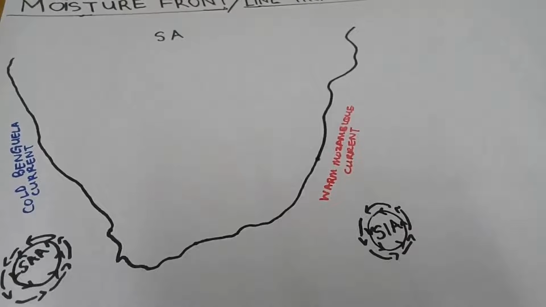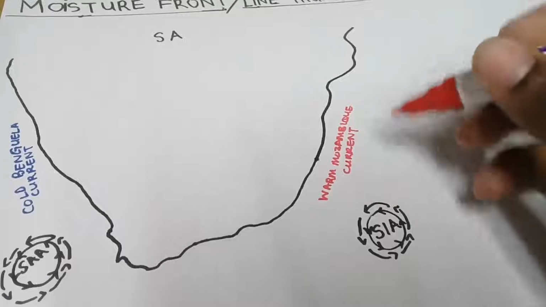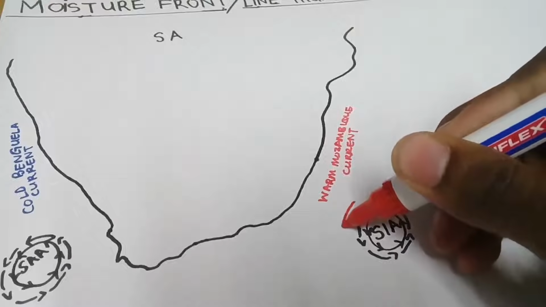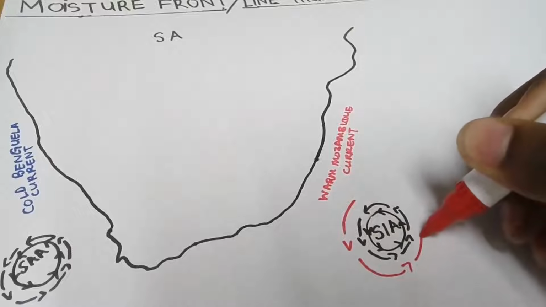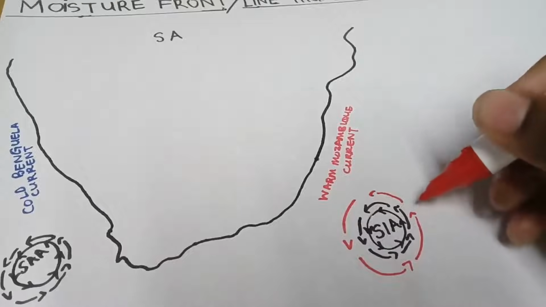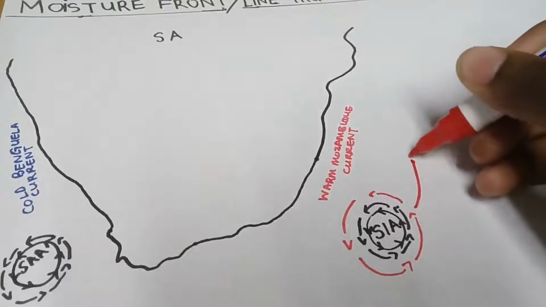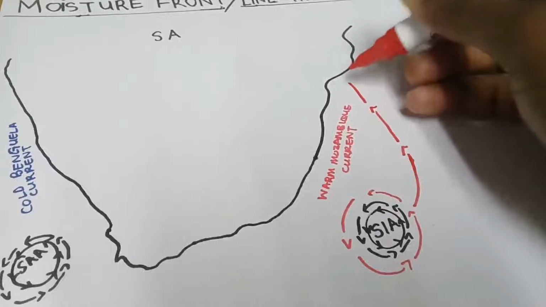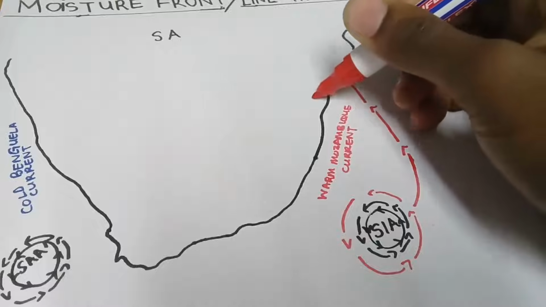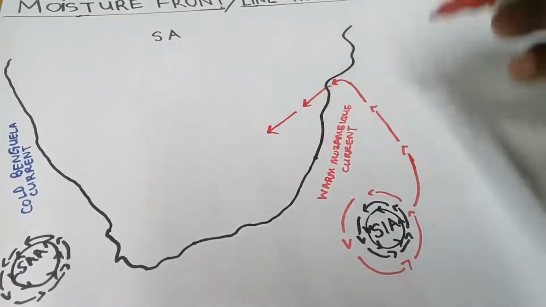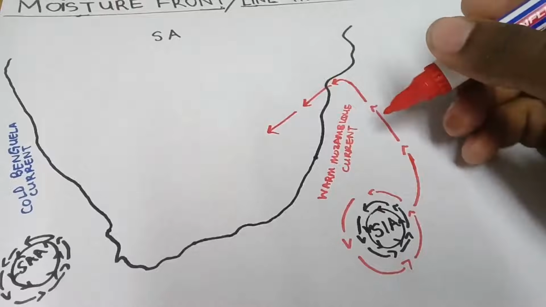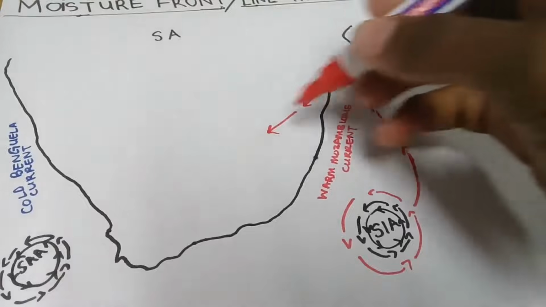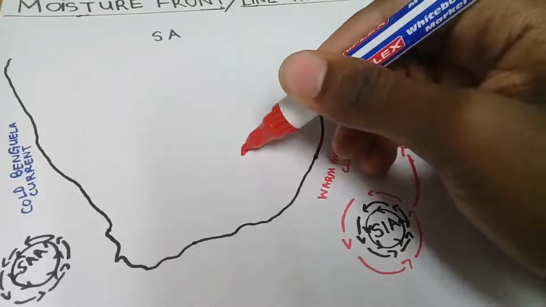So let's get to this moisture front. How does it form? As you know, this anticyclone moves in an anticlockwise direction, so it transports these winds in the other direction. This is warm air from the South Indian anticyclone. So originally it is from the warm Mozambique current. This is very, very warm air getting inside the interior of South Africa.